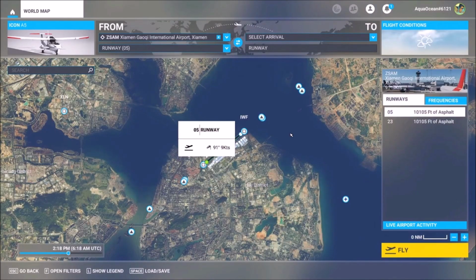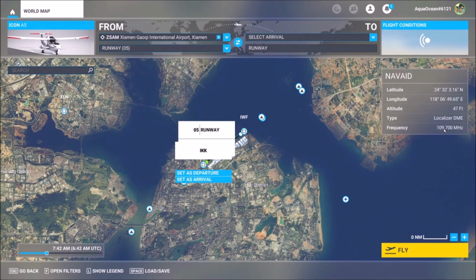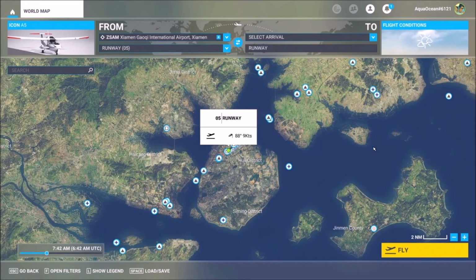110.30. And which is the ILS frequency of runway 23? This one here. It is again from the other side of the runway. The frequency is 109.70, which means that, as I always used to say, you must keep notes and write somewhere down runway 05, 110.30, and runway 23, 109.70, which means that the airport has an ILS approach from both sides of the runway.